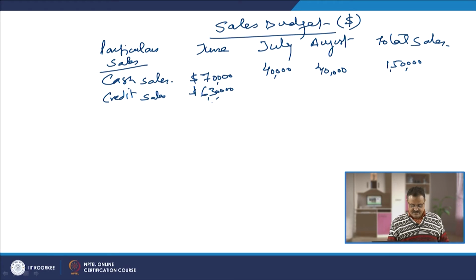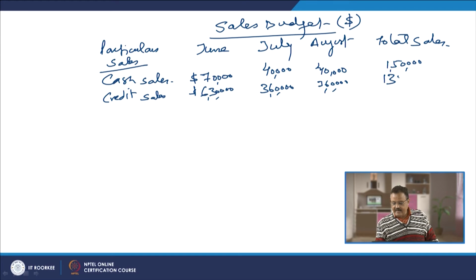In this case, how much is going to be? $360,000 is going to be the credit sales. Here also $360,000 are going to be credit sales. So, it means the total credit sales are going to be how much? 1,350,000 rupees sales are going to be the credit sales, or if you put it in lakhs, then it is 13,50,000 worth of rupees sales are on credit, and cash sales are 150,000.